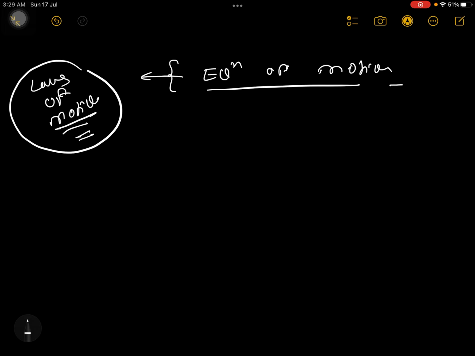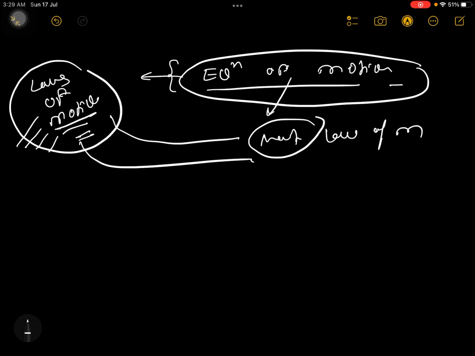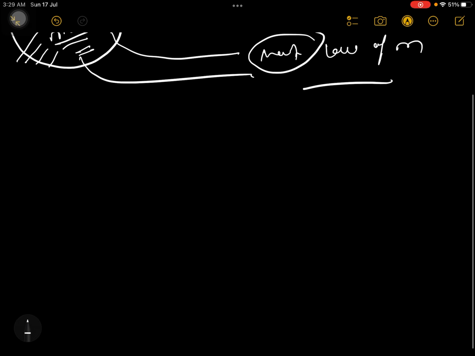Some students may be confusing this with Newton's laws of motion. Actually guys, these laws of motion I was talking about were given by Newton. That's why we call them Newton's laws of motion. So equation of motion is different and laws of motion is different. Equation of motion is very clear.